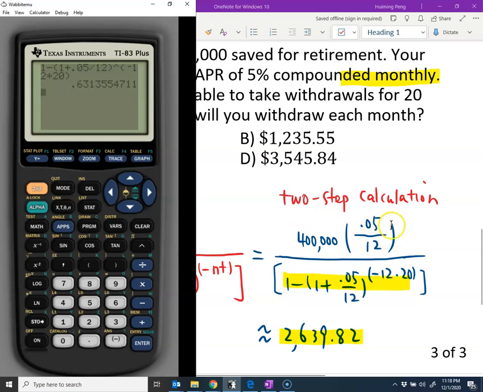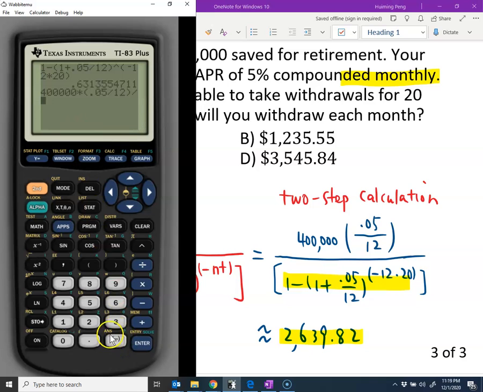We use the numerator, which is the top, and divide it by the previous answer, which is the denominator, right? So how to do? I will find here, okay, times parenthesis 0.05 divided by 12 parenthesis. See, this is the top, right? The top. And then I divide it by what? By the denominator we already found in the first step, which is the previous answer.